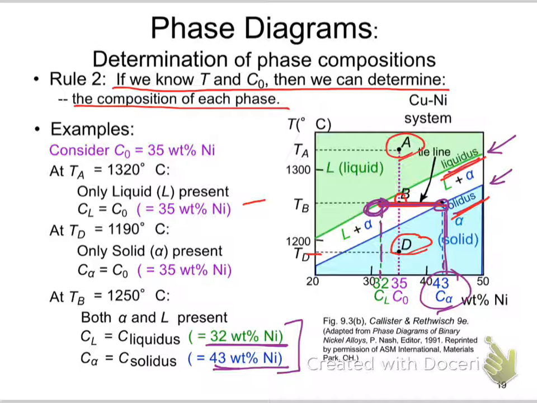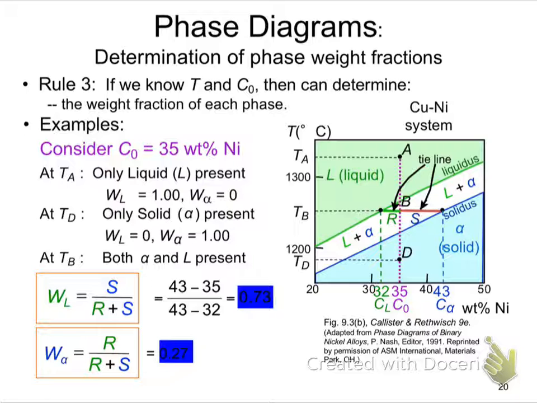Okay, so rule 2, if we know temperature and concentration, then we can determine the composition of each phase. So the A and the D were the easy ones, and when you have two phases present, you can use the tie line to determine the composition of each phase. Okay, now let's move on from composition of each phase and look at weight fraction of each phase. Okay, rule 3.